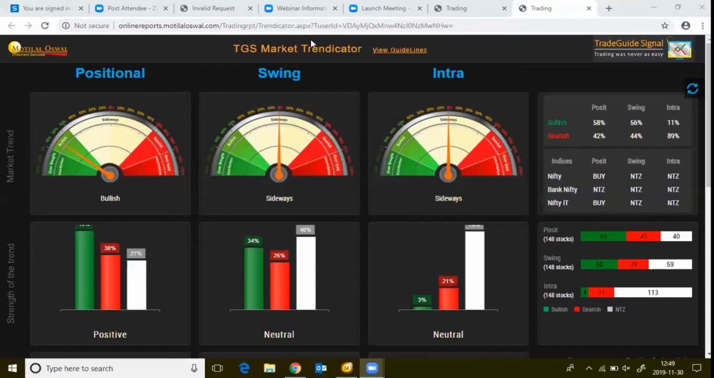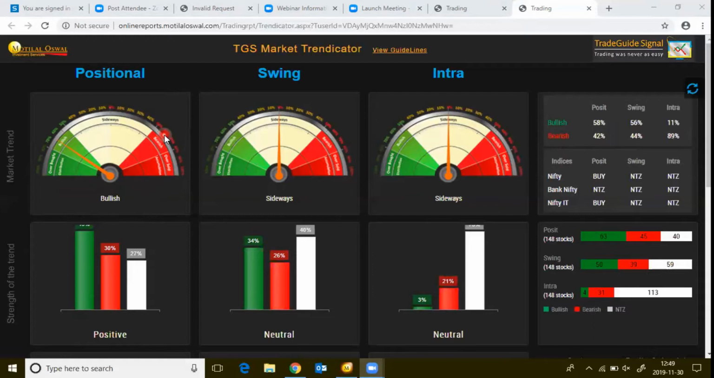Now when does this indicator move towards the bullish zone or the bearish zone? Two conditions are required to be satisfied. The first condition is that more than 50% of stocks should be in the bullish zone, and the strength of the trend should be highest for the bullish zone. Only at that point of time will it move towards the bullish zone. When will this indicator move towards the bearish zone? When more than 50% of stocks are in the bearish zone and the strength of the trend is also highest for the bearish zone. Only then will this indicator move towards the bearish zone.